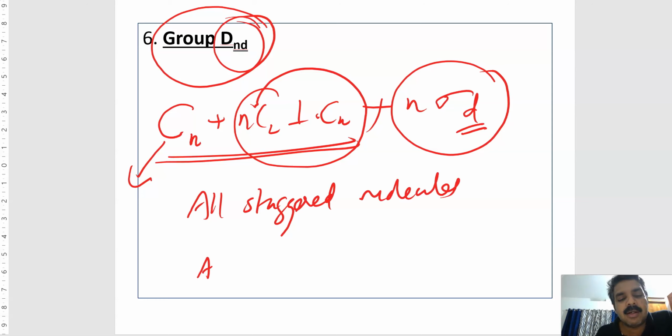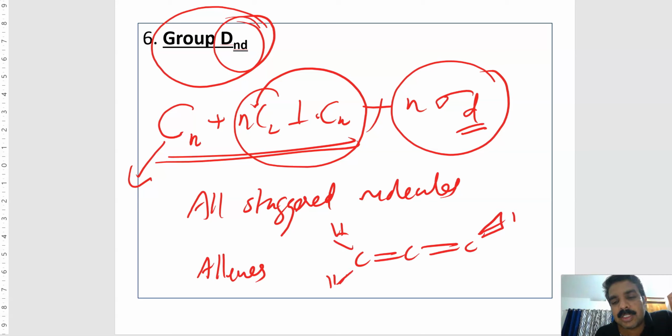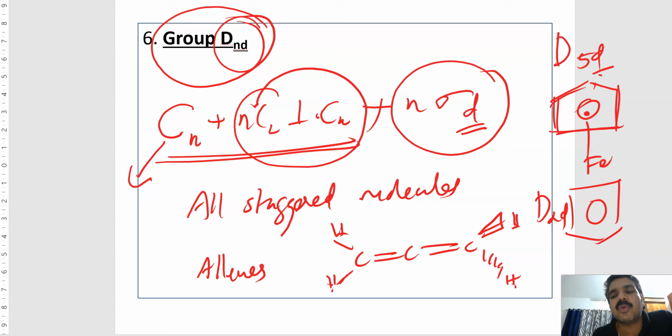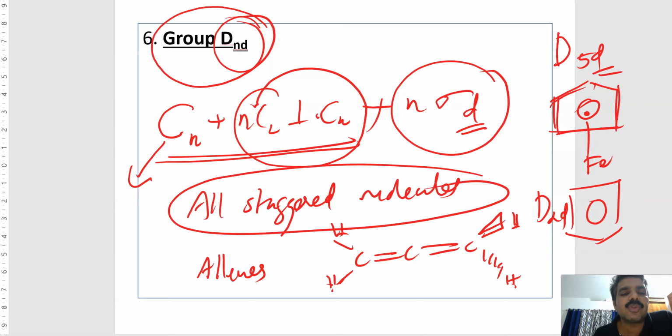For example, one example is allene. Allene is actually a staggered molecule. These two H are in the plane. The other two H are perpendicular to these two hydrogens. That means these two hydrogens and these two hydrogens are staggered. This molecule belongs to the D2d point group. And for example, staggered ferrocene. You know ferrocene. Iron is the center, and the one cyclopentadienyl group is staggered relative to the other cyclopentadienyl group. This molecule belongs to the D5d point group. So all staggered molecules belong to Dnd.